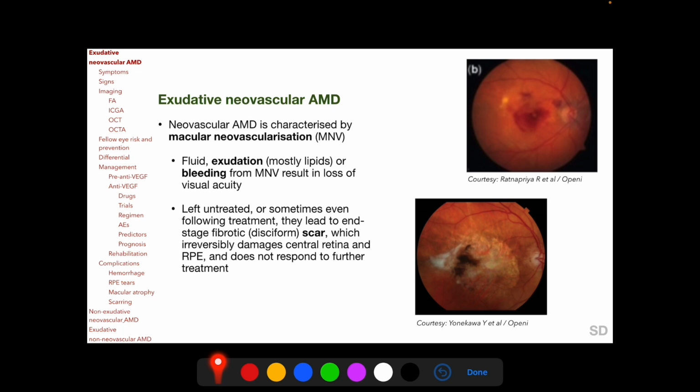So we'll be discussing chiefly exudative neovascular AMD, but there is another entity called non-exudative neovascular AMD, in which there is MNV which has not yet started to leak. Also there is another entity called exudative non-neovascular AMD, which is dry AMD without macular neovascularization but yet has subretinal fluid. In this photograph we see bleeding and exudation from macular neovascularization, and this photograph is of an eye with end-stage AMD with scarring as well as an area of atrophy.